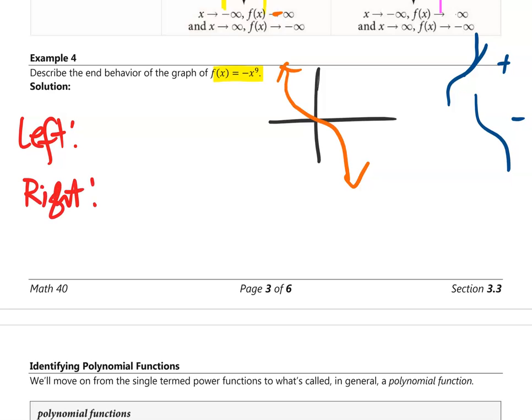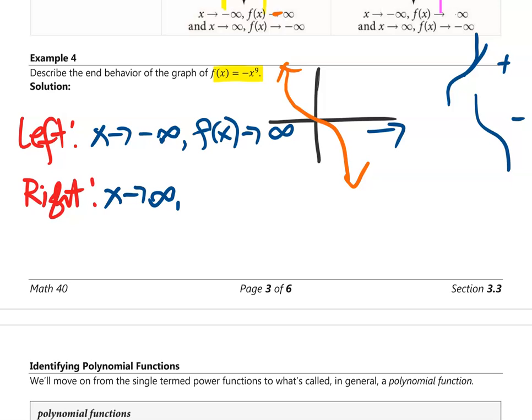So think the left and right end behavior. So here, as x approaches negative infinity, what do you think? F of x approaches, yes, goes up, so that is positive infinity. And then to the right, as x approaches positive infinity, f of x approaches, if you follow this graph, it goes down, so that is negative infinity.